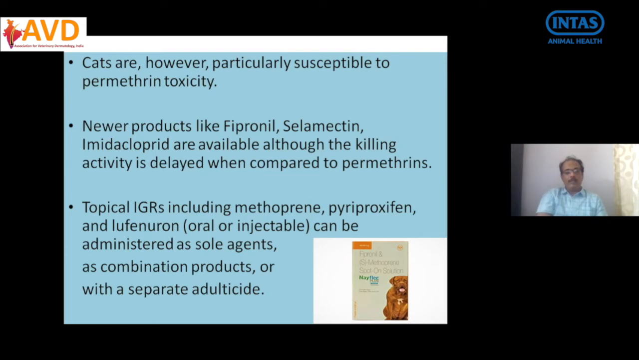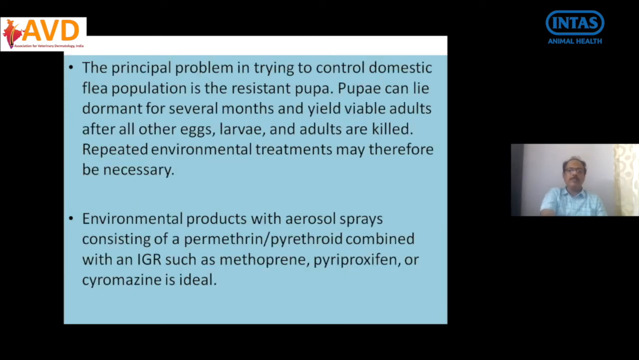Topical insect growth regulators like methoprene, pyriproxyfen, lufenuron, etc. can be administered as sole agents, as combination products, or with a separate adulticide. Many products are nowadays available in the market, like fipronil and S-methoprene combinations that you can try for flea allergy dermatitis. The principal problem in trying to control the domestic flea population is the resistant pupa. The pupa can lie dormant for several months and yield viable adults after all other eggs, larvae and adults are killed. So the pupa will remain in the environment for a prolonged period.